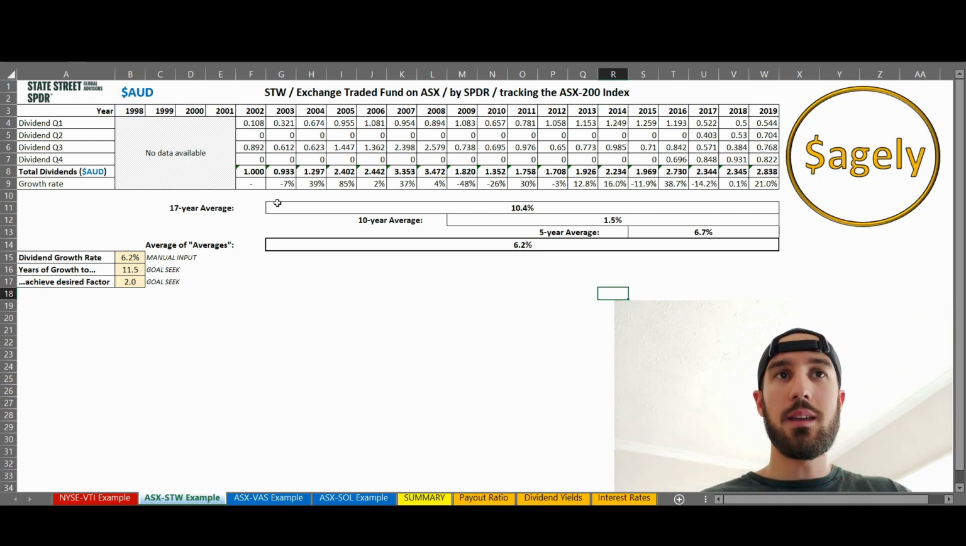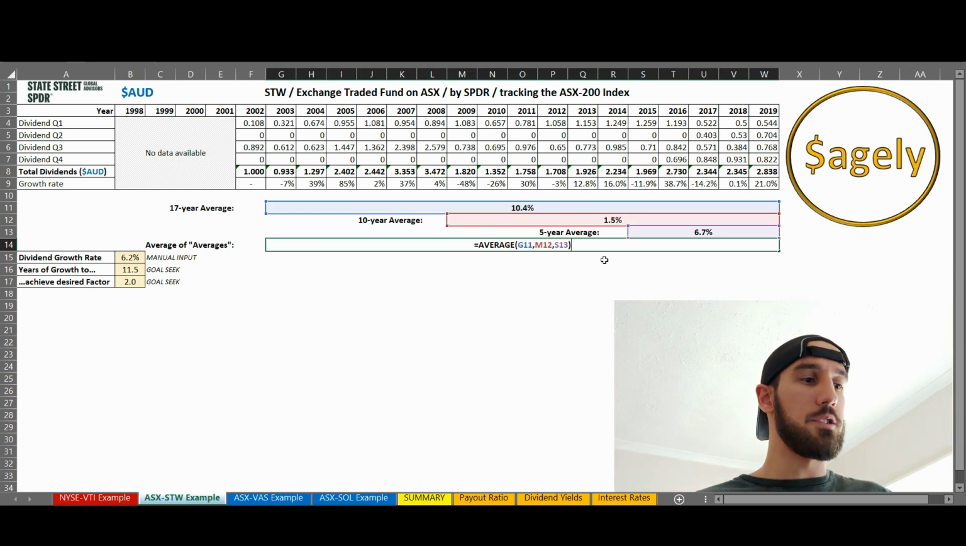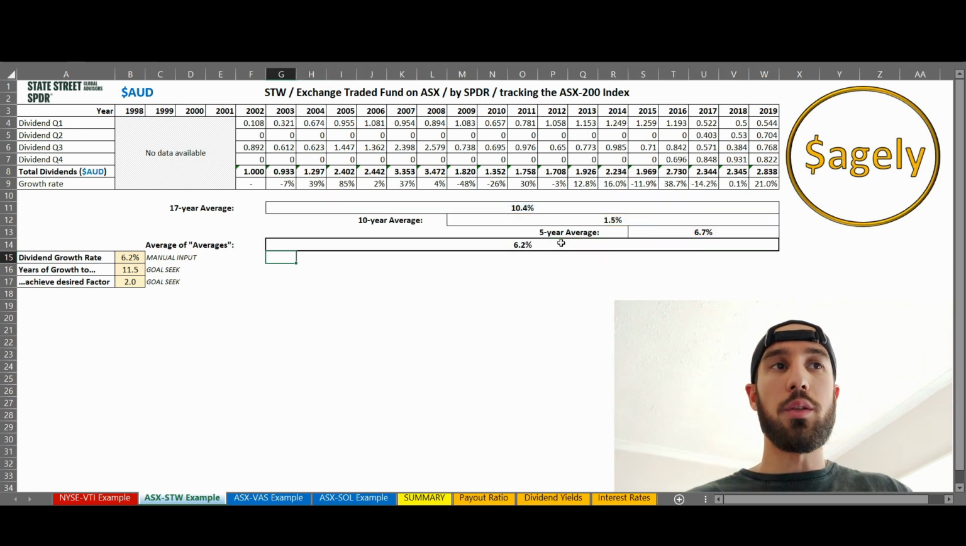Basically, you've got a similar thing as before. We've taken the 17-year average because that's where the data starts, taken a 10-year average and a 5-year average. Again, you can see drastic differences in those averages, but if we take a blended average of those, we get a growth rate of 6.2% per year.